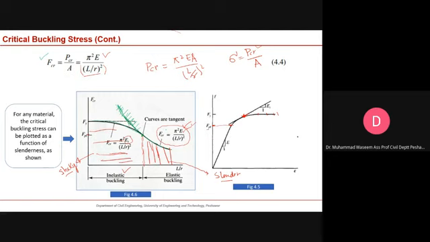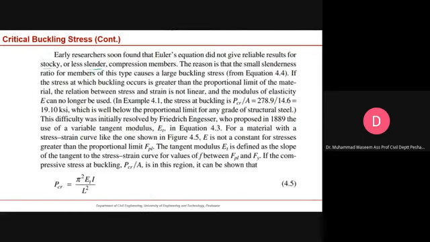If you use this equation to estimate the stresses in the inelastic range, you will not get a reliable result. So how did they find out? They said that if you use the same Euler equation in the inelastic range, you will not get reliable critical stress results.